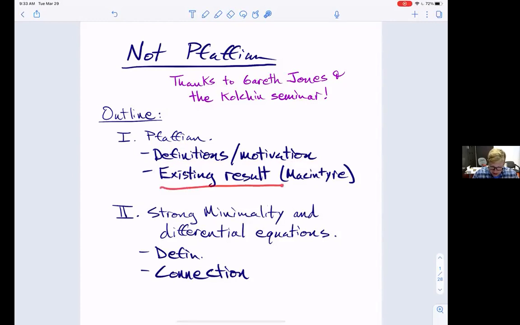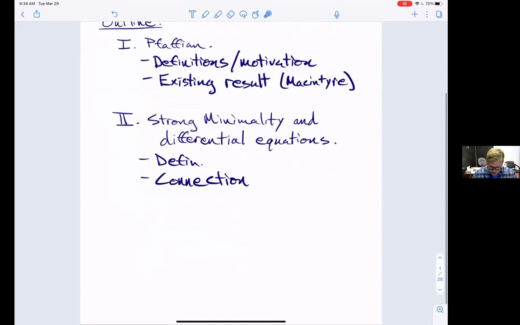And then I'll mention an existing result, which is a little bit towards a result like mine, but in a very restrictive setting. And that's a result of Angus McIntyre's from about 15 years ago. And then I'll talk about the surprising connection between Pfaffian functions and one of the central topics in the model theoretic study of algebraic differential equations, which is called strong minimality. And I won't assume that you know what that means either. Okay, so let's get started.